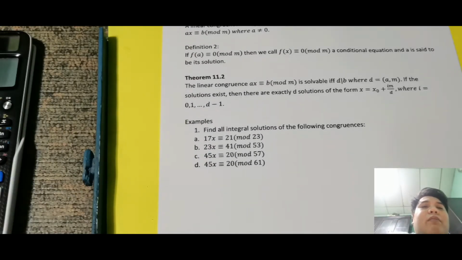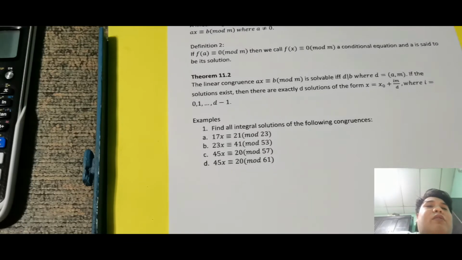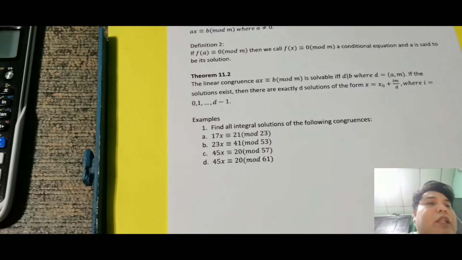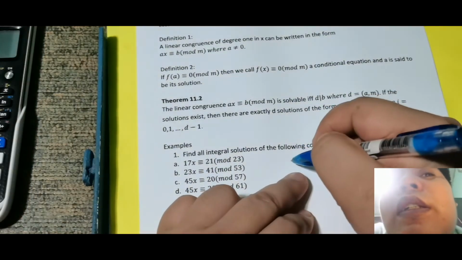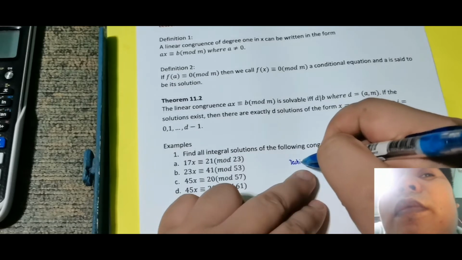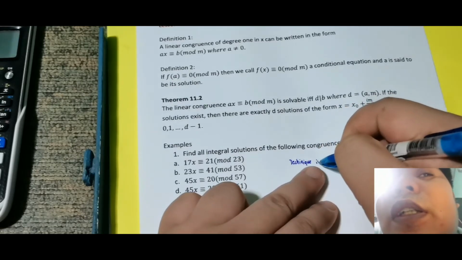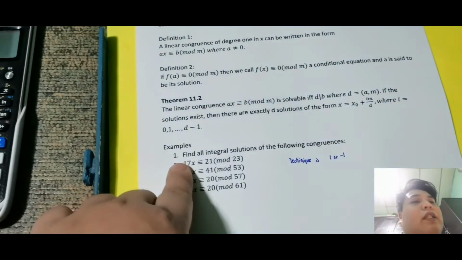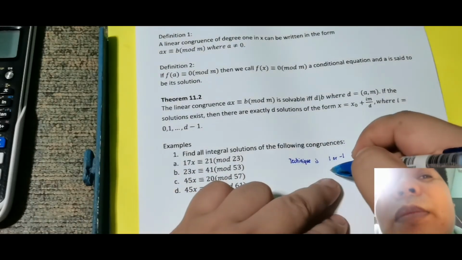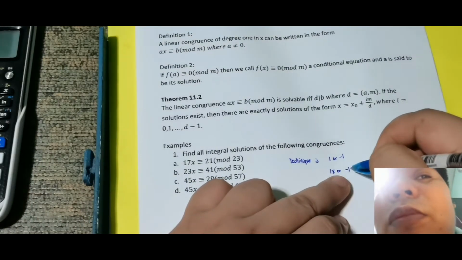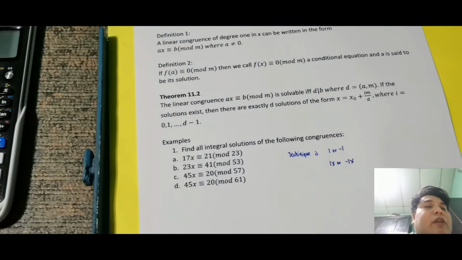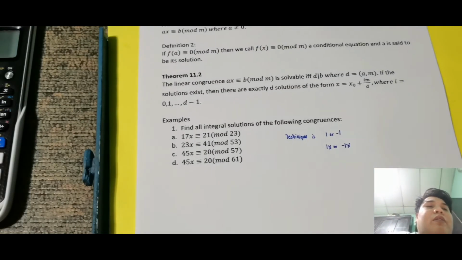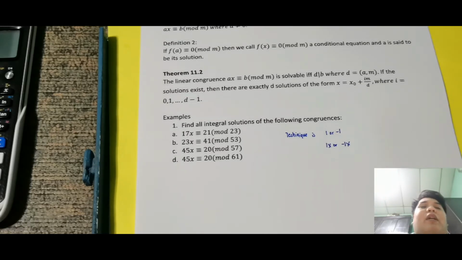Okay, so now, nasa letter A. So we have 17x congruent to 21 mod 23. So by the way, ano ba yung general technique natin dito? Ang technique natin is to arrive tayo sa 1 or negative 1 na nakadikit sa x. Okay, again, ang goal natin dapat maging 1x siya or negative 1x. Pag ganun na, therefore, makukuha natin yung value ng x.